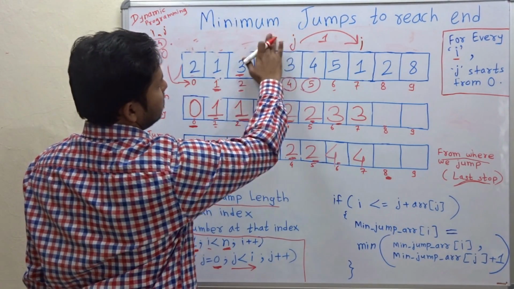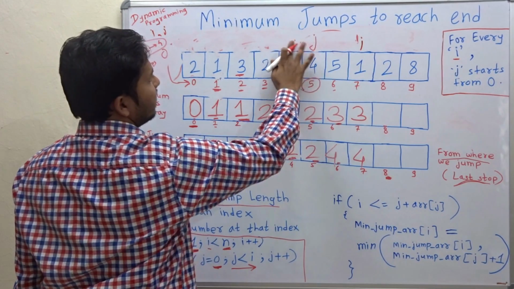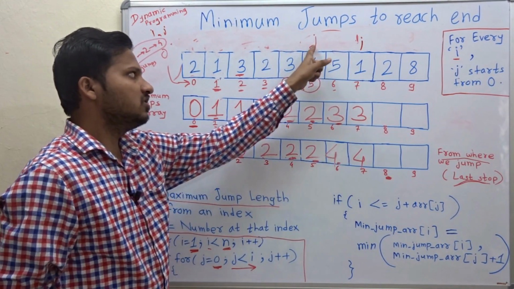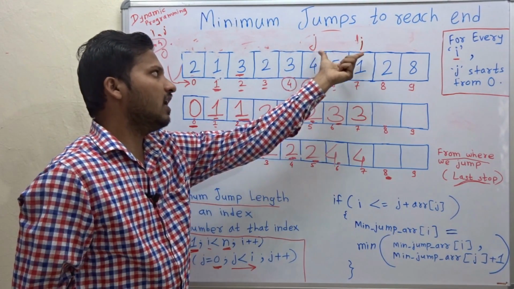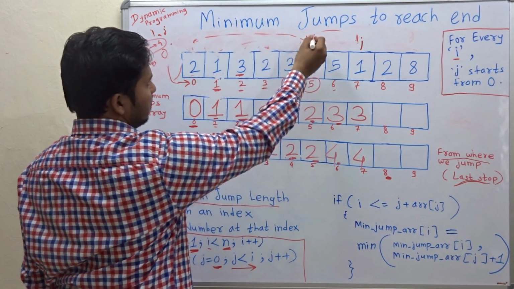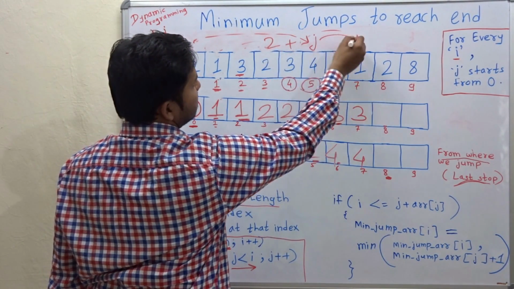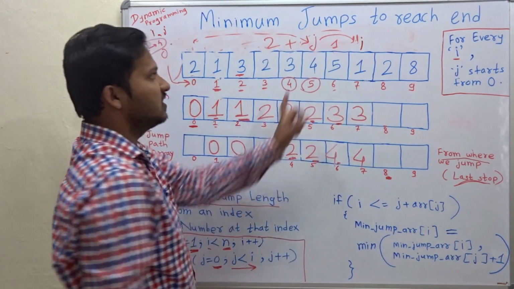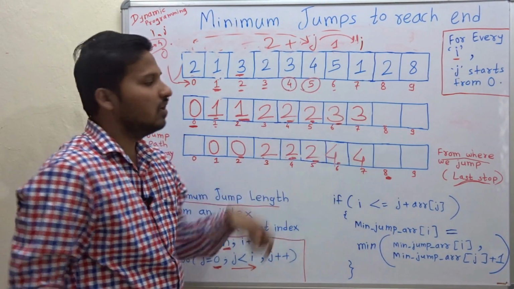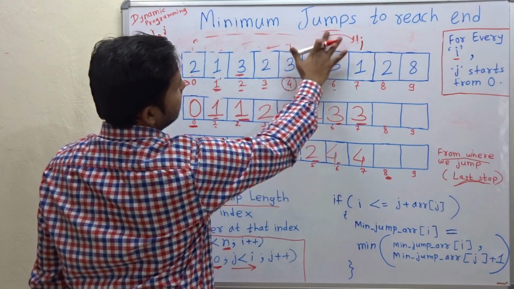Now let's increment j. So j is incremented. See, from j to I, yes, they are in range. So to reach the jth place, how many jumps are needed? 2 jumps plus this 1 jump. So 2 plus 1 is 3. 3 is equal to 3. So we keep 3 as it is, okay, and we increment j.